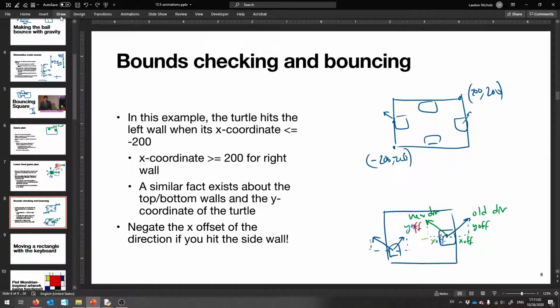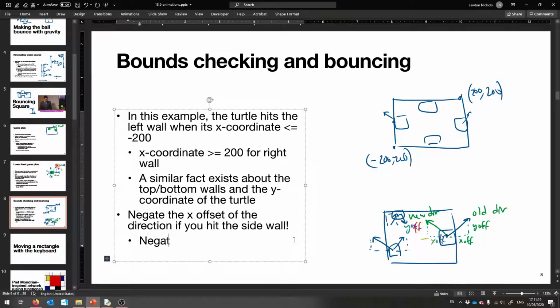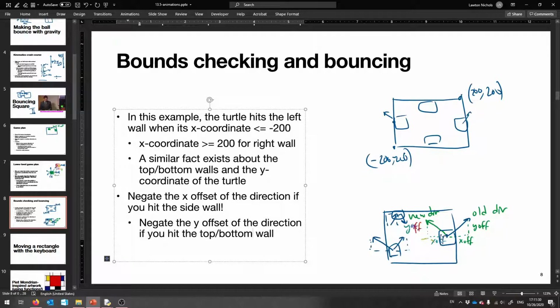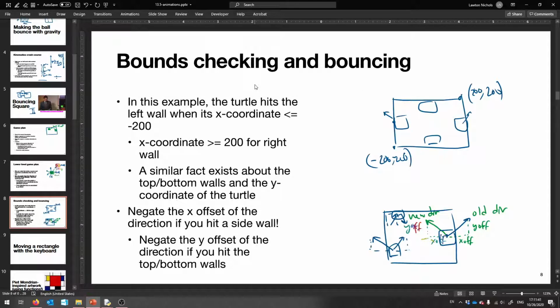Okay? So that is the beauty of this, and a similar thing happens with this one. We need it to offset the y direction, okay? If we hit a sidewall, we negate the x offset, and we negate the y offset of the direction if you hit the top wall. Okay, so I hope that makes sense. I know this was a bit quick to explain, but we're going to implement this in great detail next week, so don't worry about it too much.